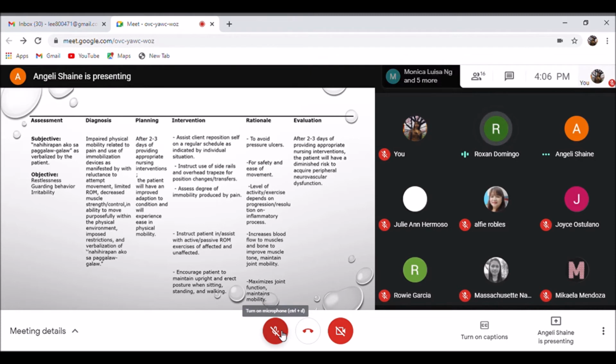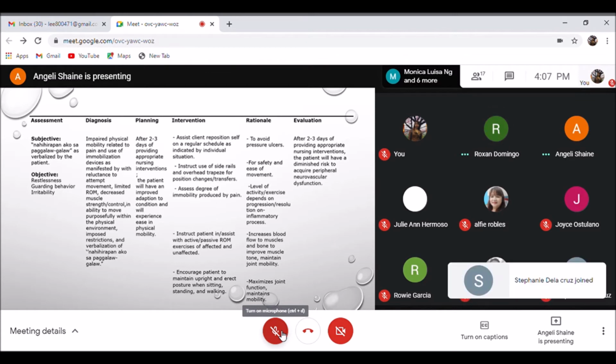Second, instruct use of side rails and overhead trapeze for position changes or transfers. Rationale: for safety and ease of movement. Assess degree of immobility produced by pain. The rationale is level of activity or exercise depends on progression or resolution of inflammatory process.